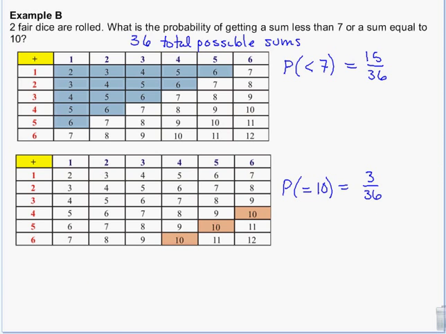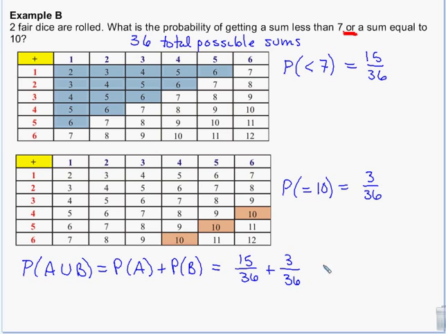And again, I have the word or. And because I have the word or, that means I use the addition. So probability of A plus the probability of B. So that gives me 15 over 36 plus 3 over 36, which is 18 over 36, which is 1/2, which is 50%. So I have a 50% chance of getting below 7 or equal to 10.